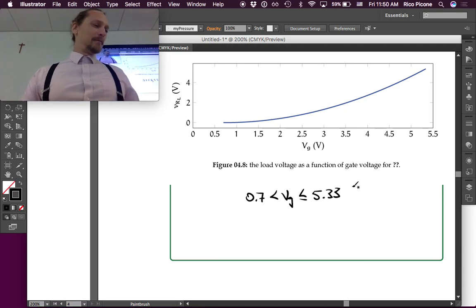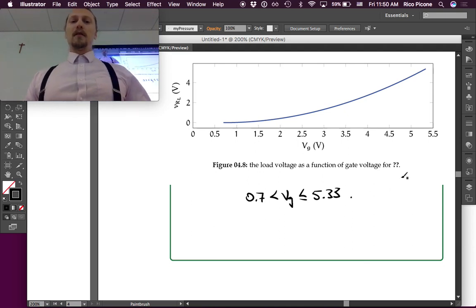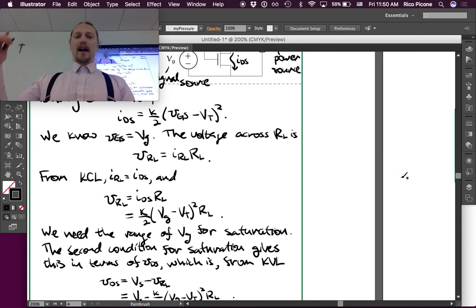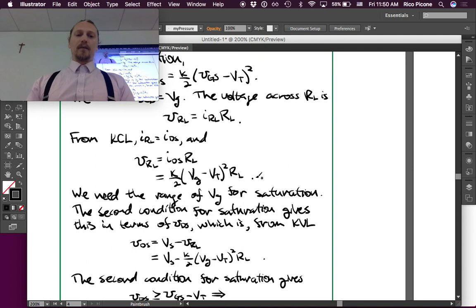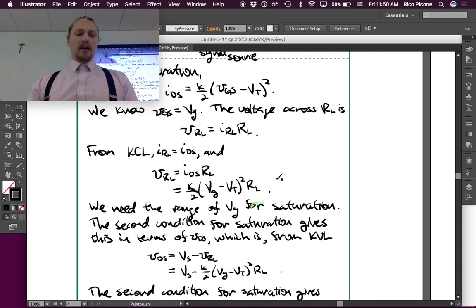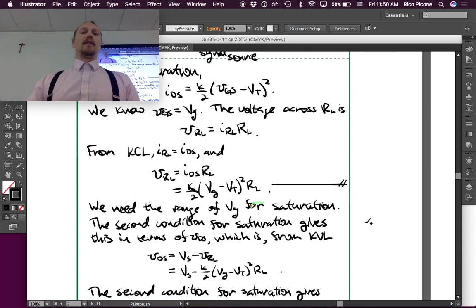So that's the valid range for saturation, and so that means that's the valid range for this expression right here, for the voltage across the load, which is what we're trying to solve for.